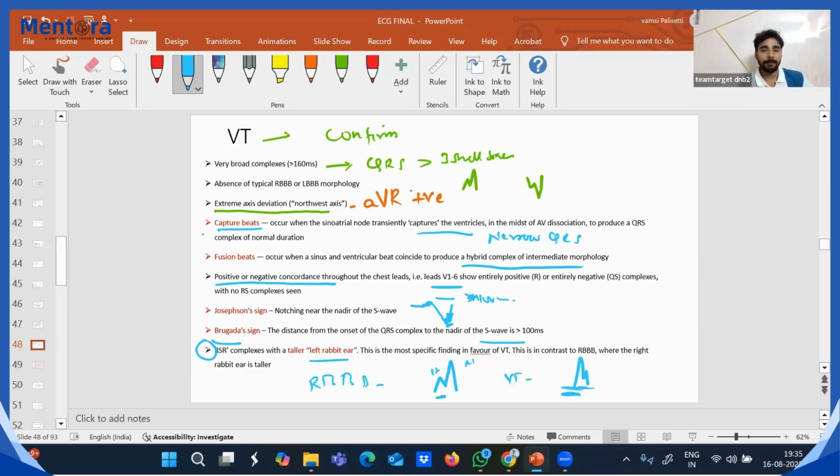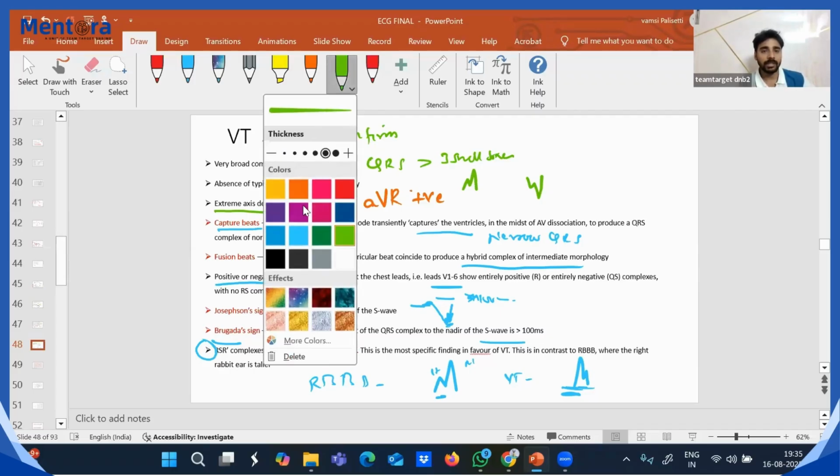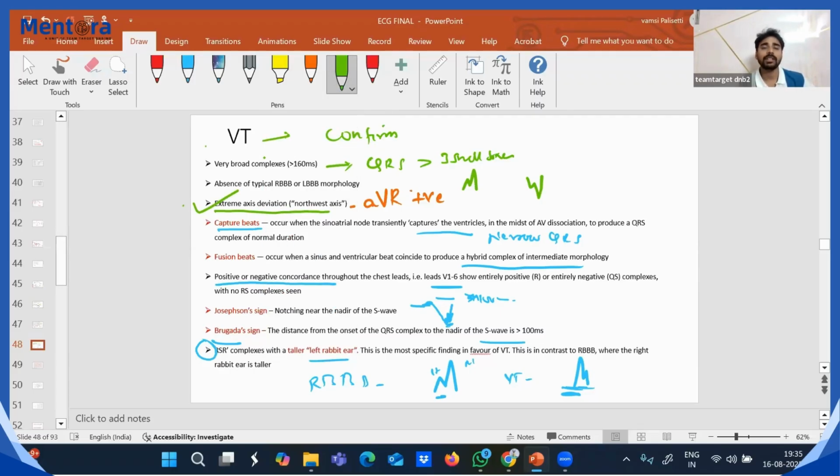If you are able to remember everything, very good. If you cannot, at least remember some points. What are those points? Extreme northwest axis, based on which you are differentiating. Second, positive or negative concordance, V1 to V6 either all positive or all negative. And the left rabbit ear sign, very important. And capture beat and fusion beat. If you say at least these 5 points, yes, you are good. Please at least remember these 5 points, and the remaining things we'll see.